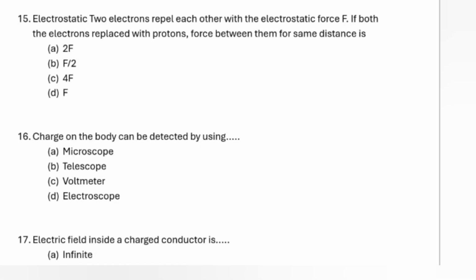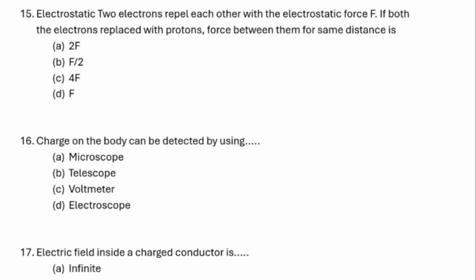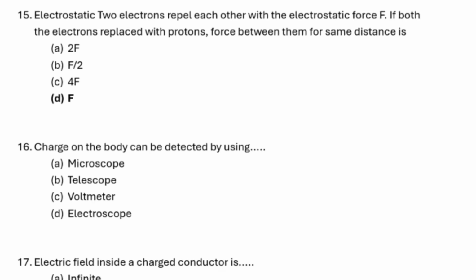Question number 15. Two electrons repel each other with the electrostatic force F. If both the electrons are replaced with protons, force between them for the same distance is option A 2F, option B F by 2, option C 4F, option D F. Here the correct answer is option D F.